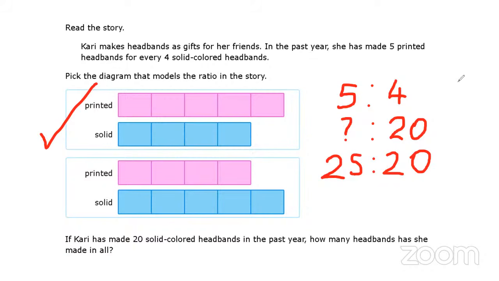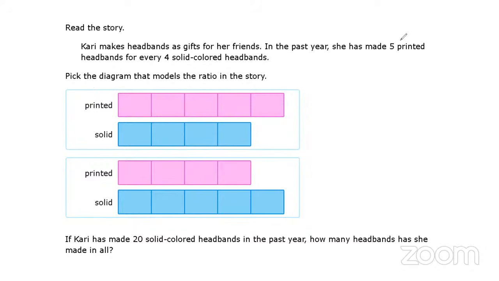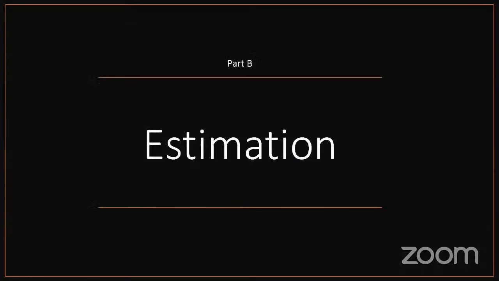So 25 plus 20. That's pretty easy math, right? But I'm going to work it here anyway. 25 plus 20. So 0 plus 5 is 5. And 2 plus 2 is 4. So 45 headbands in all. All right. So she made 45 headbands in all. Very good, guys. Very good. Awesome. Now let's move on to another aspect.